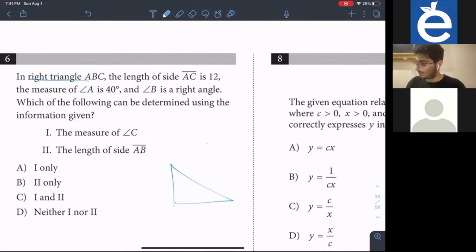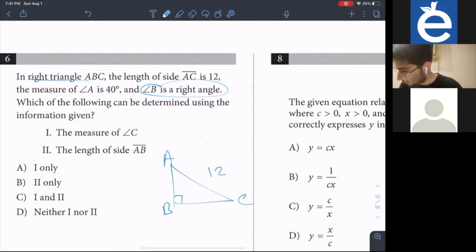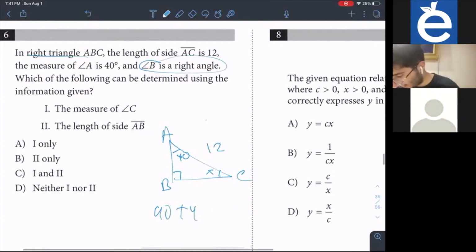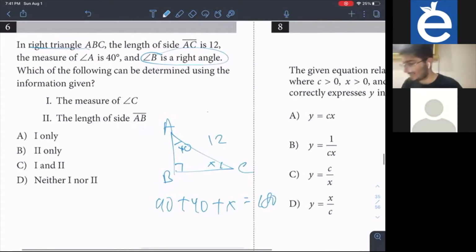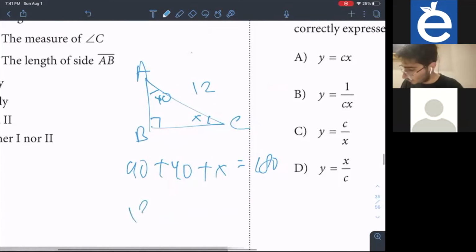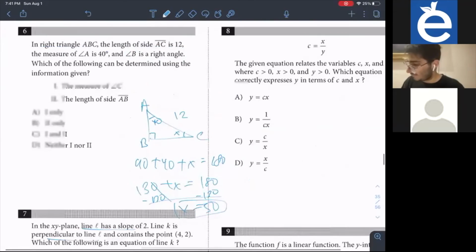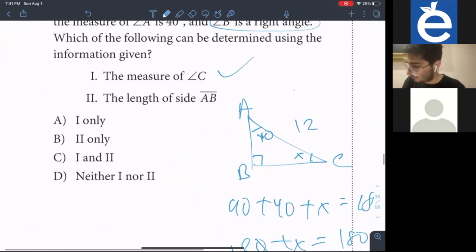ABC, we don't know what it looks like, but we know AC is 12 and the measure of A is 40. We know B is the right angle, so this has to be right here. So we know A and C have to be here. So AC is 12, we know that, and we also know angle A is 40. So we can easily find angle C, which is part 1, saying that we can find the measure of angle C. We just have to do 90 plus 40 plus x is equal to 180, because that's how many degrees are in a triangle. So you do 130 plus x equals 180, subtract 130 on both sides, and you get x is equal to 50. So you can find the measure of angle C. So we know B is out and A is out because it says only.